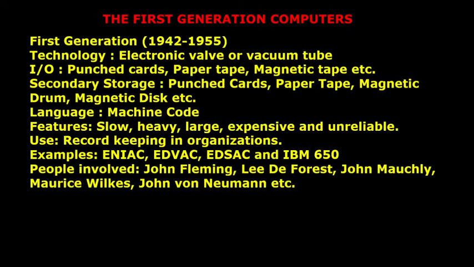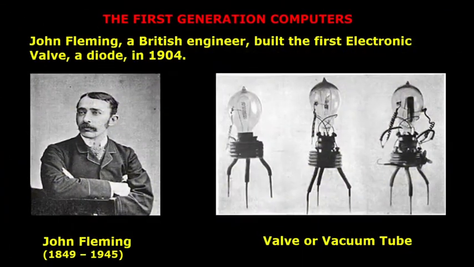The people who were involved in first generation computers were John Fleming, Lee De Forest, John Mauchly, Maurice Wilkes, John von Neumann, etc. John Fleming, a British engineer, built the first electronic valve or diode in 1904. Fleming was born in 1849 and he died in 1945. And with the diode, the first generation of computers started.